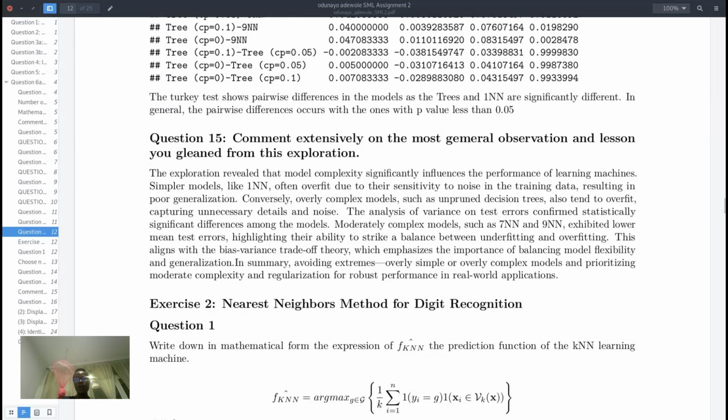Now, in general, we are not just looking for a model that is complex or a model that is simple, but we are looking out for a model that is able to avoid overfitting and at the same time not underfitting. A model that is able to give us a trade-off between bias and variance in order to make a generalization. Thank you.